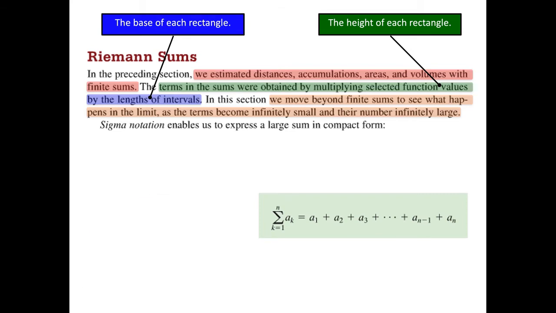What happens if we apply limits? What if we start to increase the number of rectangles? What do you think would happen? Well, we're about to see it. So let's do some notation first.